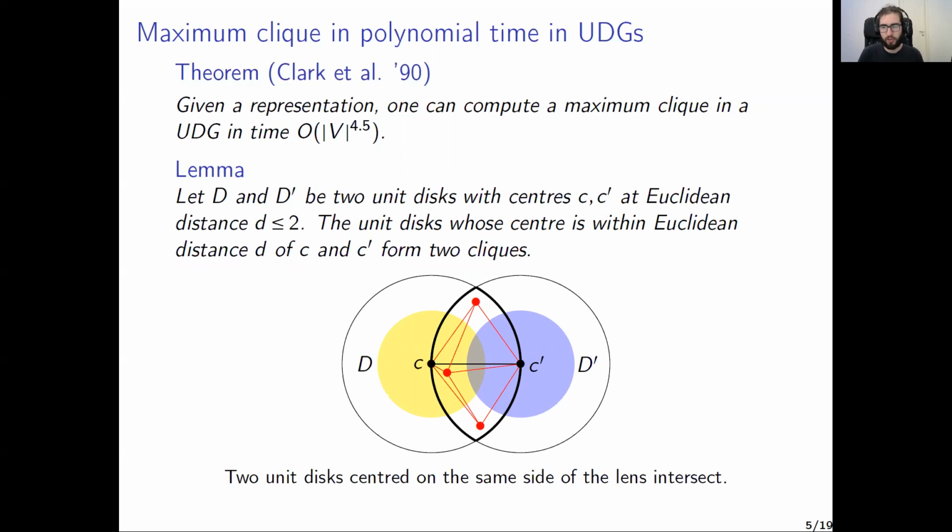I'm not going to go into more details, but what I want to insist on is the fact that here you have this Euclidean distance, and here again this mention of Euclidean distance. And this is really important in the proof.